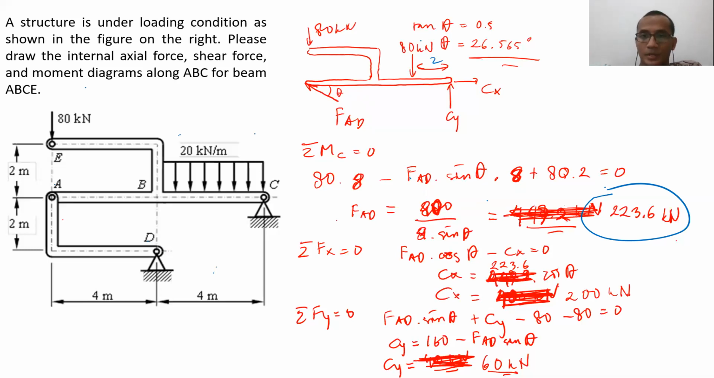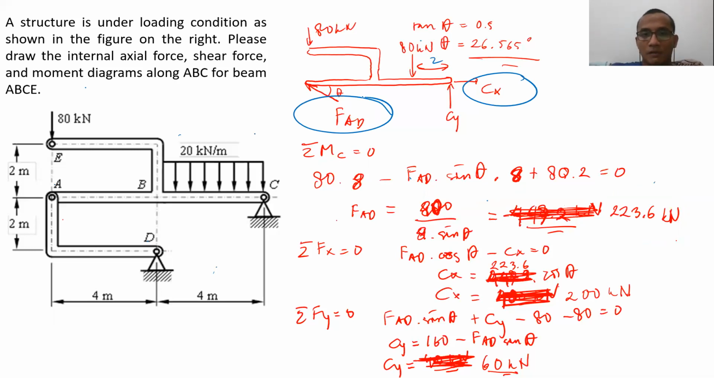Then we follow up with sigma Fx equal to 0. For sigma Fx equal to 0, the horizontal forces that we have are only Cx and the x component of FAD. That's why we have FAD cos theta, going to the left is positive, minus Cx equal to 0. Because we already got the FAD value, we will be able to get the Cx value. Cx will be FAD multiplied by cos theta, which is 200 kilonewton.